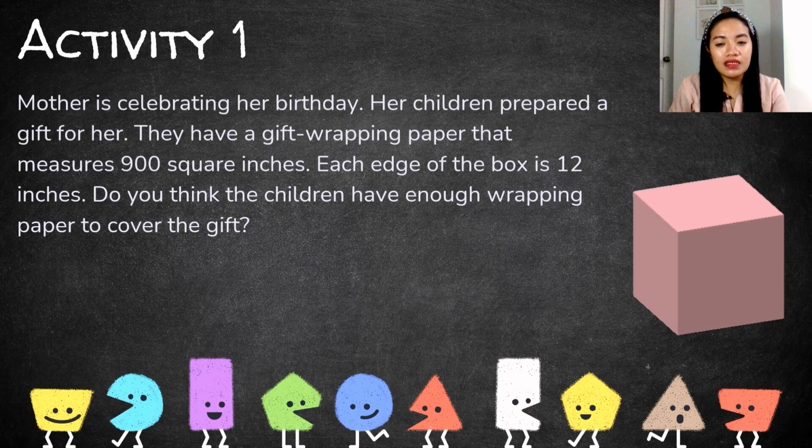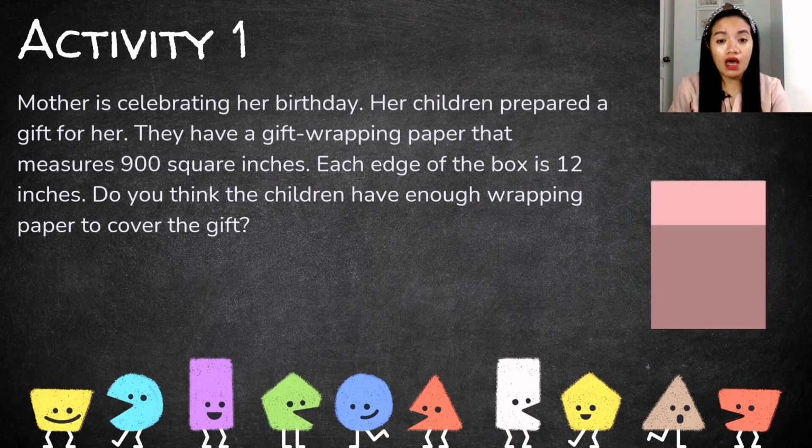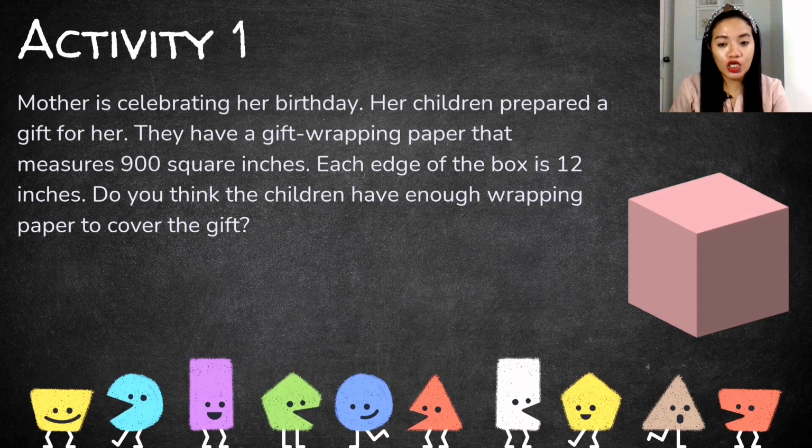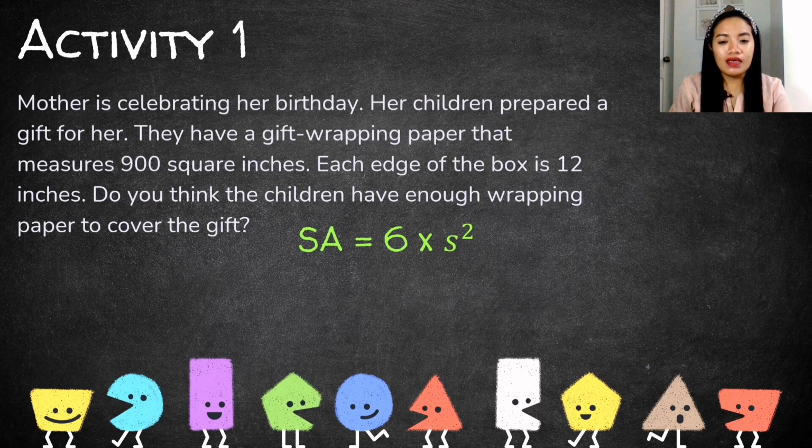So, ngayon, para malaman natin kung kakasya ba yung gift wrapping ng mga bata, we need to find the surface area of the box. So, alam naman natin or alam na natin na yung box ay isang cube. At ang formula in finding the surface area of a cube is SA is equal to 6 times S raised to 2. Sabi ko nga, yung S dyan, which is pertaining to the side of the faces ng cube, pwede rin yung A, which is pertaining also to the edge or edges ng cube. So, wag tayong malilito, same lang po yon. So, 6 times S raised to 2.